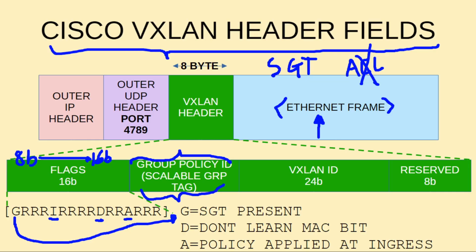And we are going to store this group within this new field, which is the group policy ID. And then we have the VXLAN ID that is the same. And then we have this reserved field. So those are practically the changes that Cisco made to the VXLAN header.